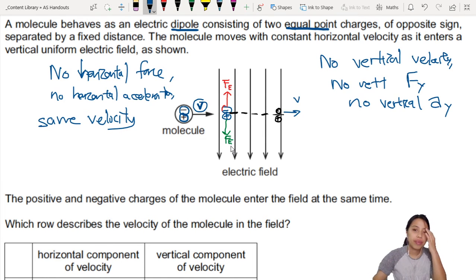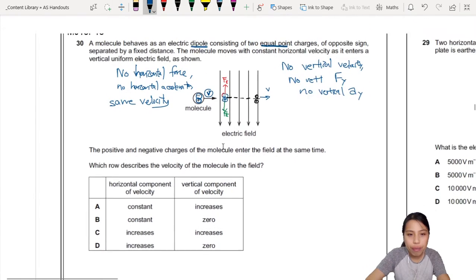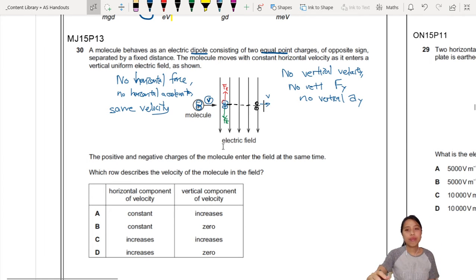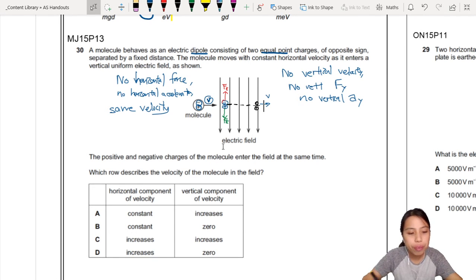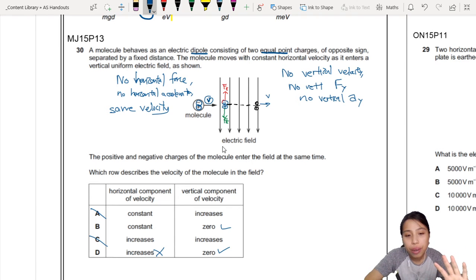No change. With that in mind, now we can look at the answer and see which one it actually is. So we already said vertically, there should be no vertical velocity at all. So that means 0. So this 2 is out. This is correct. And horizontally, it's not going to increase because there's no acceleration, there's no horizontal force. There's only a force up, force down, the electric force. So that means it'll be constant all throughout the whole journey.